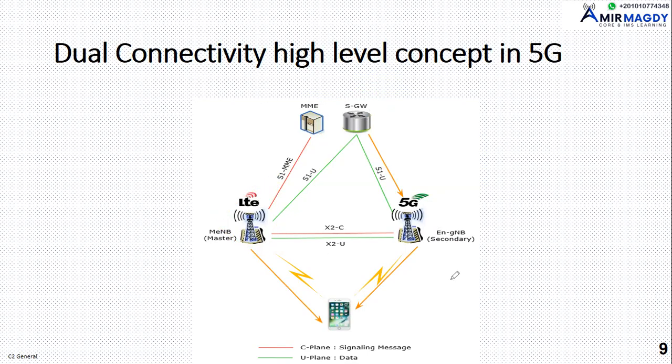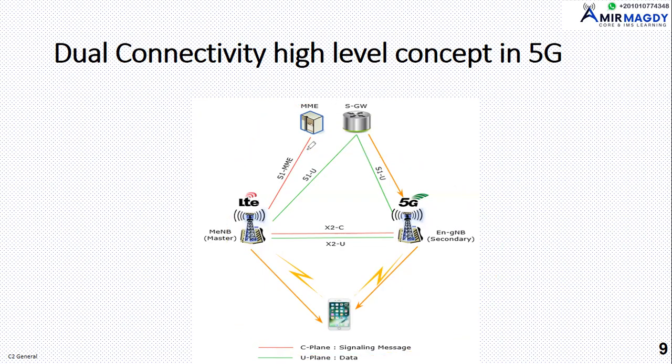So I'll let the G node B be responsible for the traffic that needs high bandwidth, and I'll let the E node B be responsible for the traffic with low bandwidth, like the background notifications that come to me. Now, let's recap all of this again.